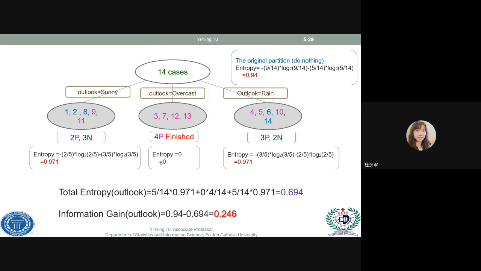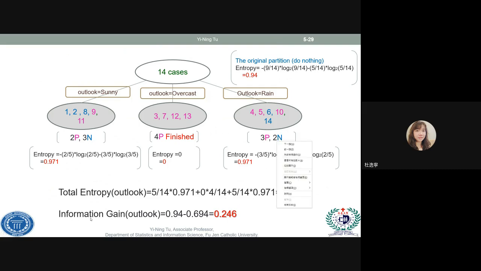And the next step is very important because we will compute the weight. This node occupied 5, right? For the 14 cases, it occupied 5. We will multiply by 0.971, plus this one will occupy 4, but its entropy is 0. So this part will be totally 0. And the other part also will occupy 5 divided by 14, multiplied by its entropy here. So finally we'll get 0.694. So whose entropy is this? It is the entropy of outlook, right?